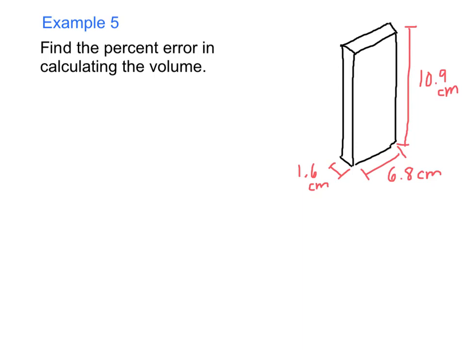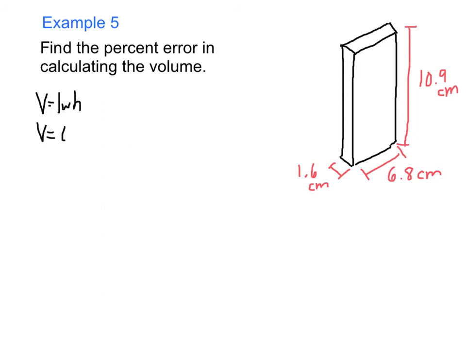We are now going to put it all together in one problem. Example number 5. Let's say you are measuring a case for something, and that's what you calculated in centimeters over here on the right. I want you to find the percent error in calculating the volume. So we're going to start with what we know. Since it's a rectangular prism, we use length times width times height.